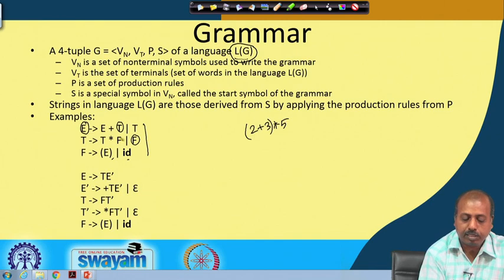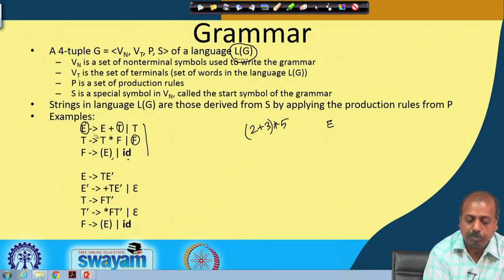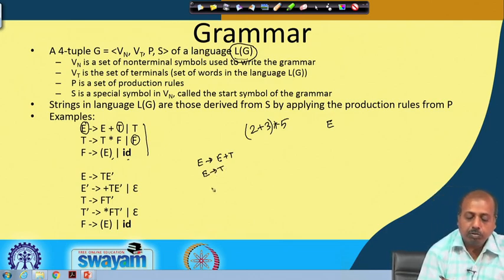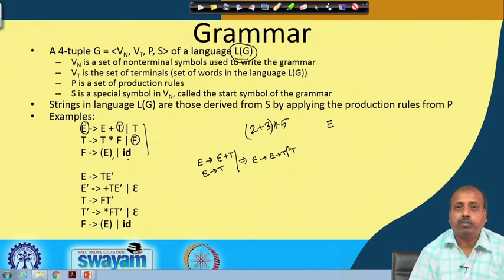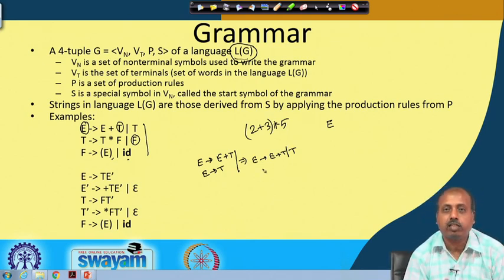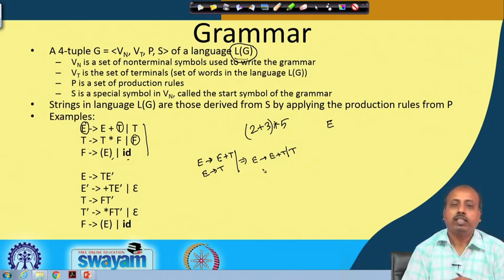So, how can I derive this string from this grammar? Starting with E, I can use the first rule, E producing E plus T or T. We read this as a combination of two rules: E producing E plus T, and another rule, E producing T. For the sake of brevity, we just write them together as E producing E plus T or T. But you should keep in mind that this actually means there are two rules. One rule is E producing E plus T, another rule is E producing T. Since their left-hand sides are common, we are writing them together.